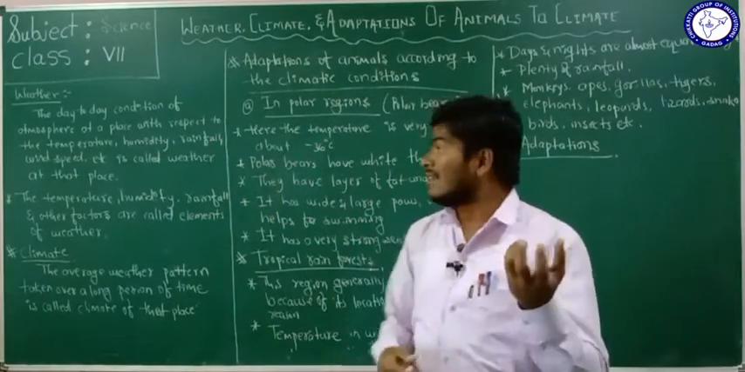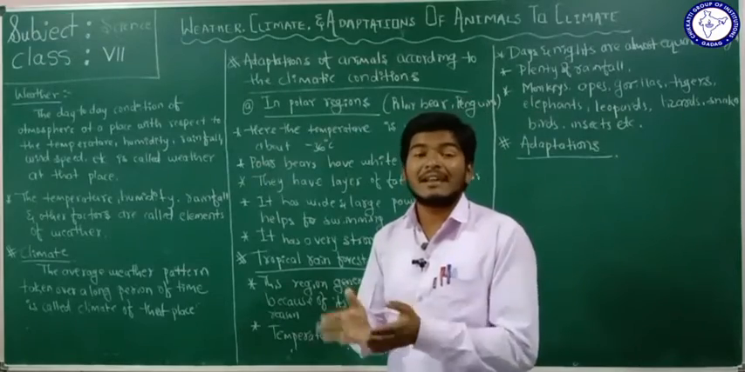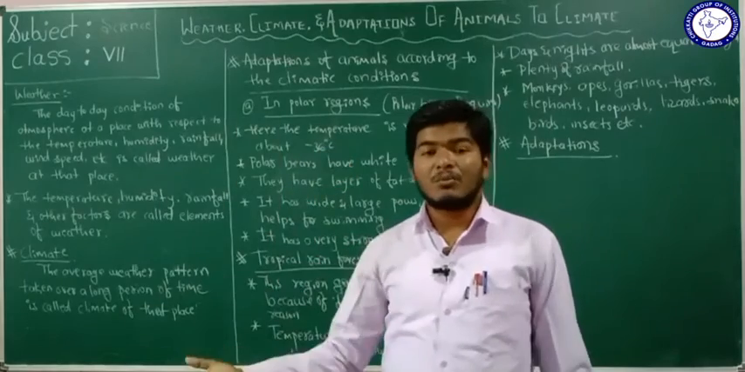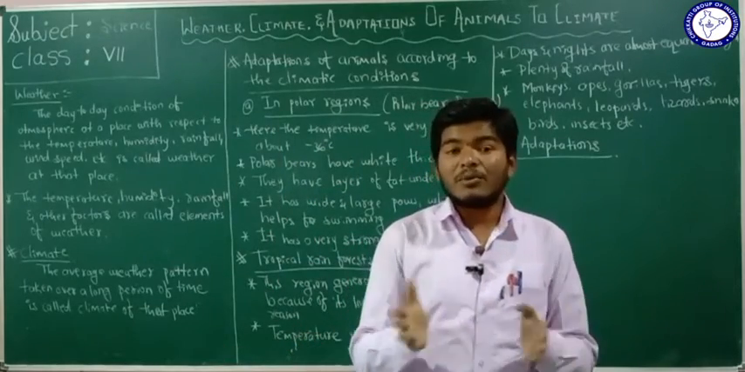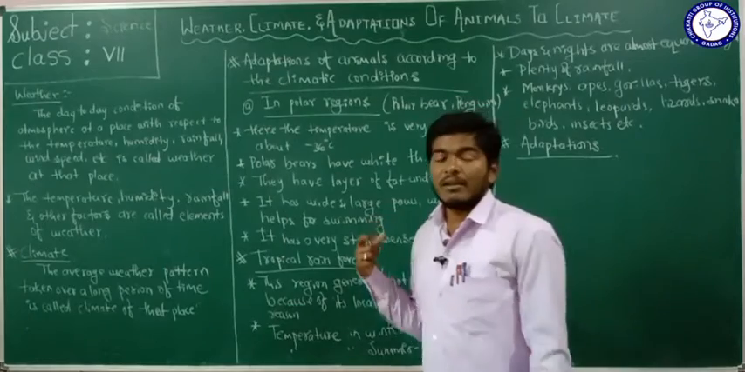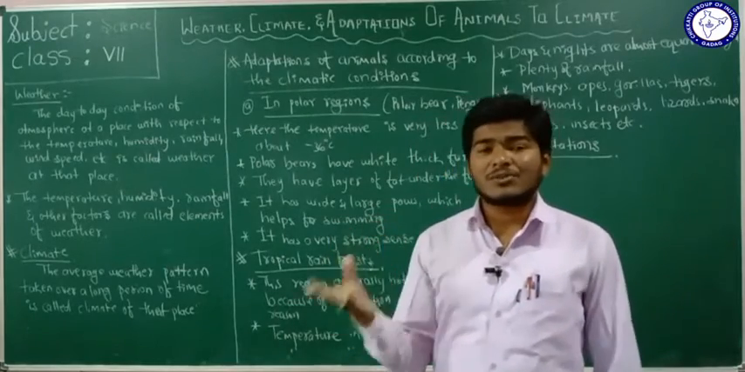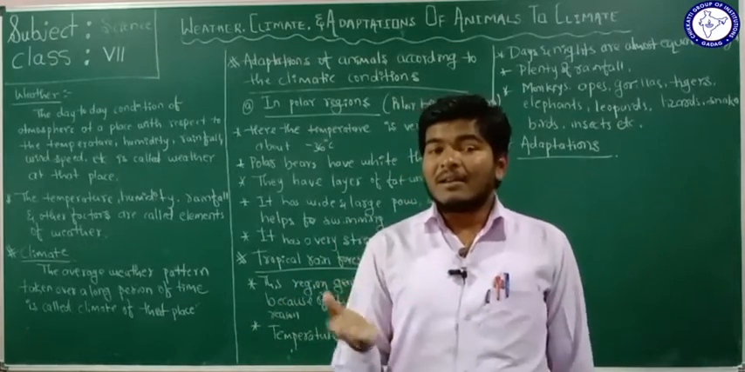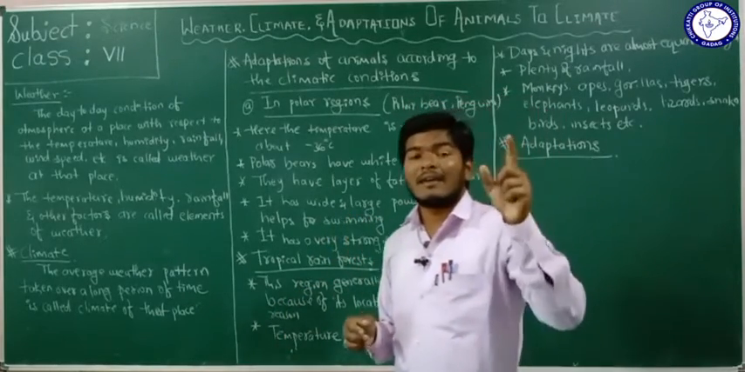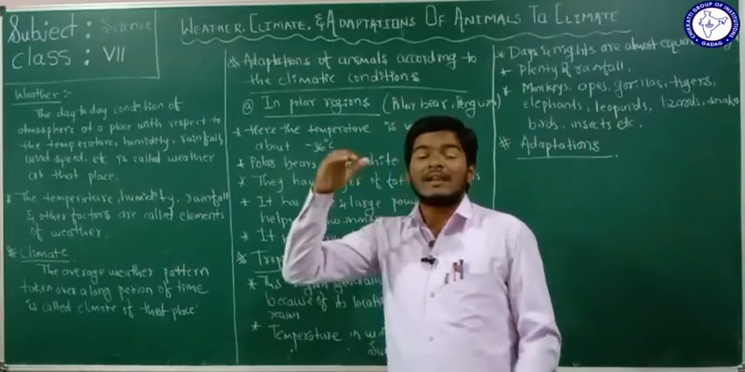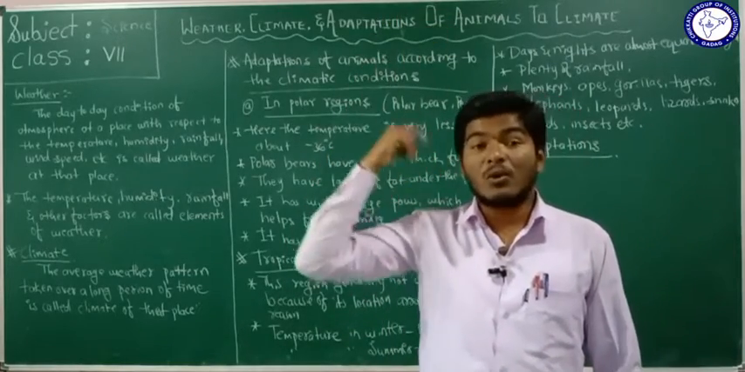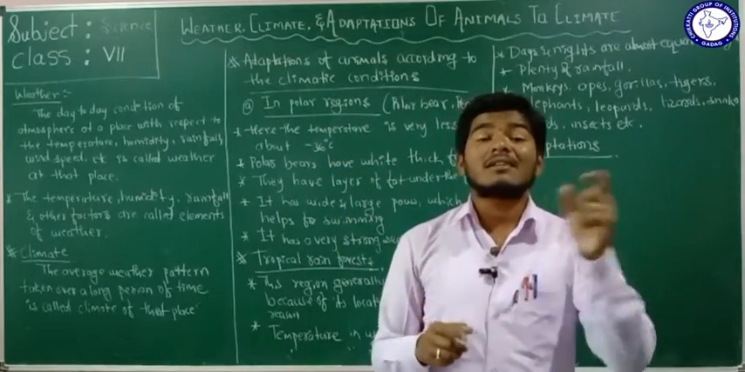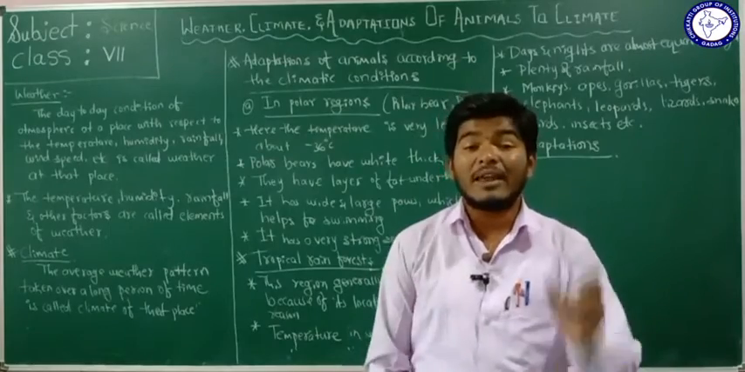So weather is a day-to-day condition: what is the temperature today, what is the temperature tomorrow, is it very different from day to day? As I already told, the temperature is very low in the morning, but somewhat high in the afternoon, and again somewhat low in the evening, isn't it? So it is continuously changing; it is not exactly the same every day, every time.